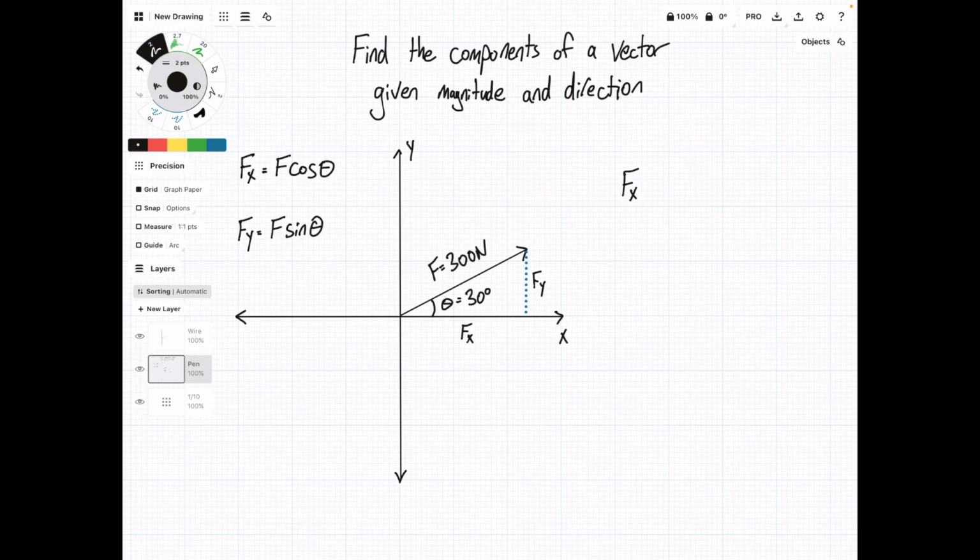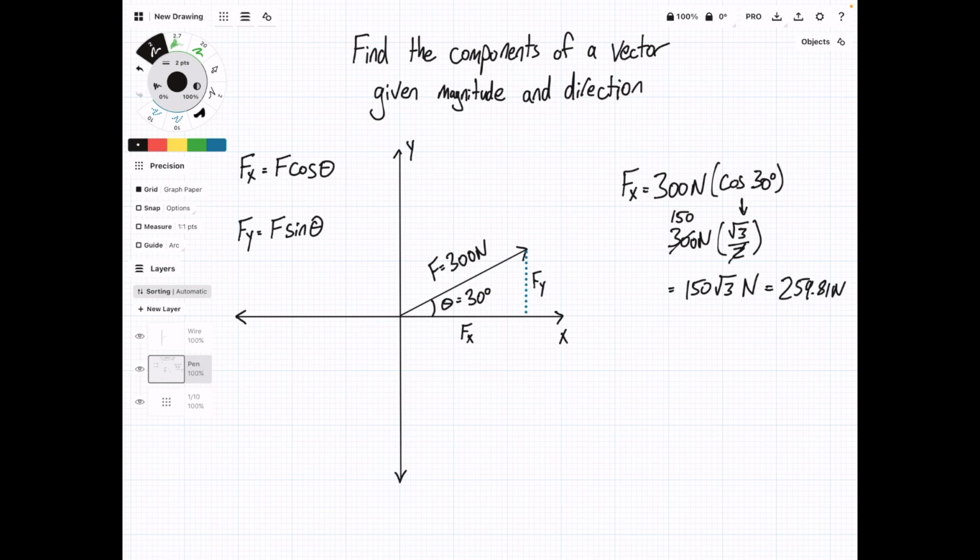So f of x, we're going to say, is equal to 300 newtons times the cosine of 30 degrees. From the unit circle, we know that cosine of 30 degrees is equal to the square root of 3 over 2. So let's drop this down, and we can take a 2 out of here. So this becomes 150. If we don't want to plug this into a calculator, this can be 150 times radical 3 newtons. But if we do, this comes out to be 259.81 newtons. And this is f of x.